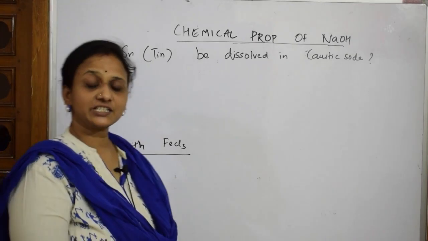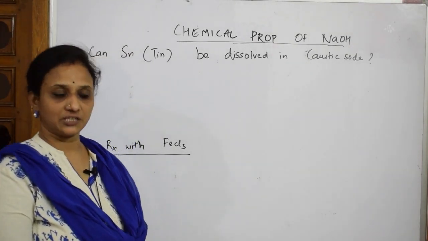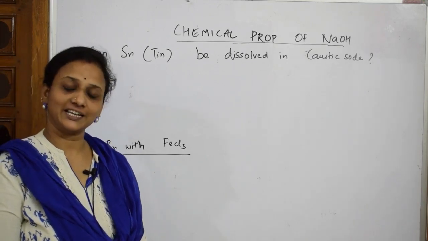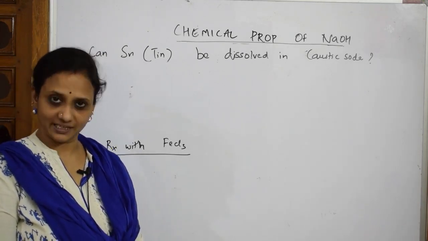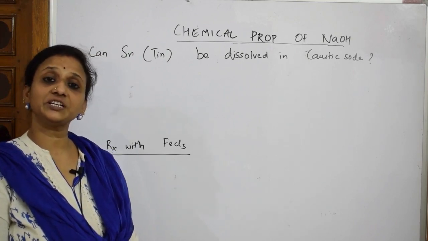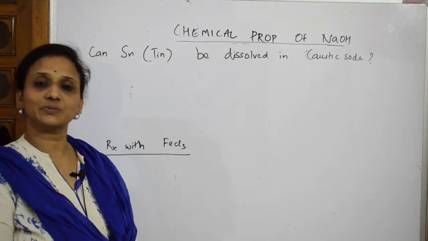Right, now let us see the next reasoning question on sodium hydroxide. If they ask you, can tin be dissolved in caustic soda? Yes, I'll say the answer is yes. What is the type of product formed? The product is called sodium stannate. A coordinate covalent complex is formed.